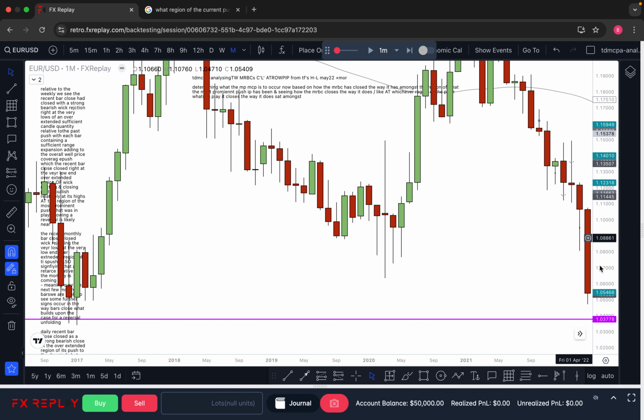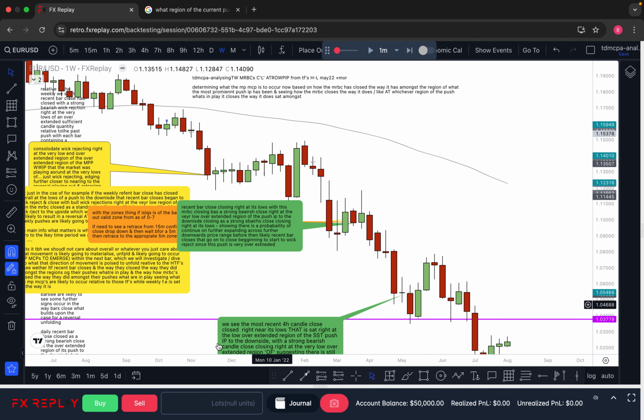But anyway, you see the most recent monthly bar closed at the very overextended region to the downside with a slight rejection at the very low region, which is also a low overextended region. It also closed with a heavy range expansion to the downside, leading into overextended territory.